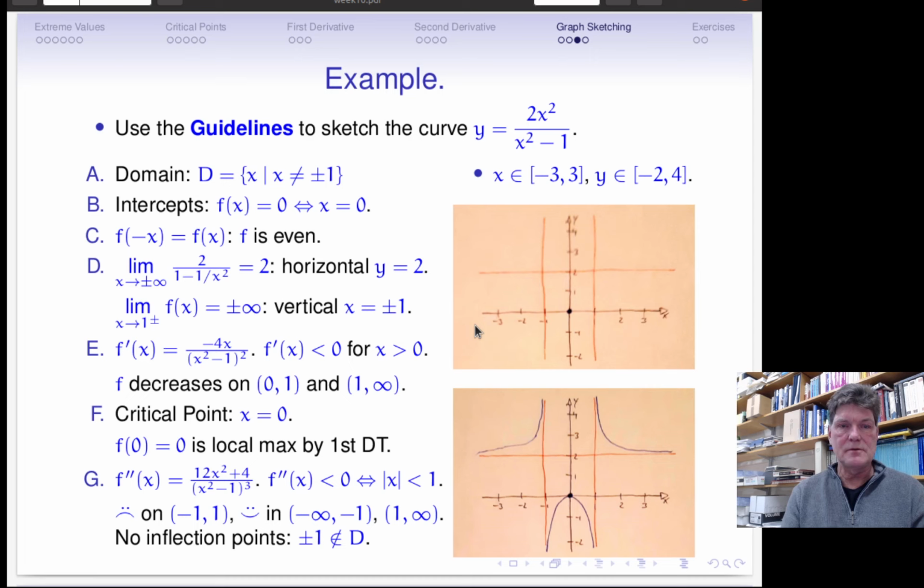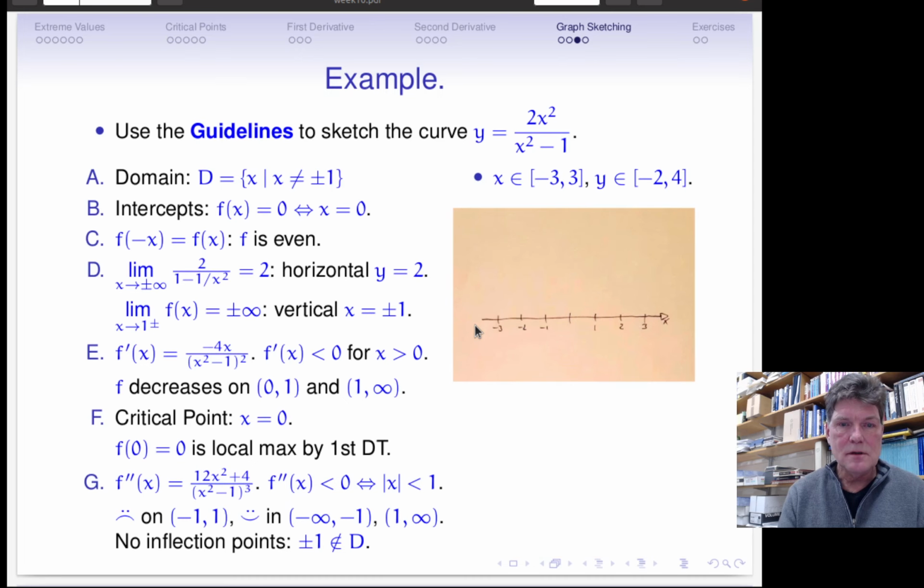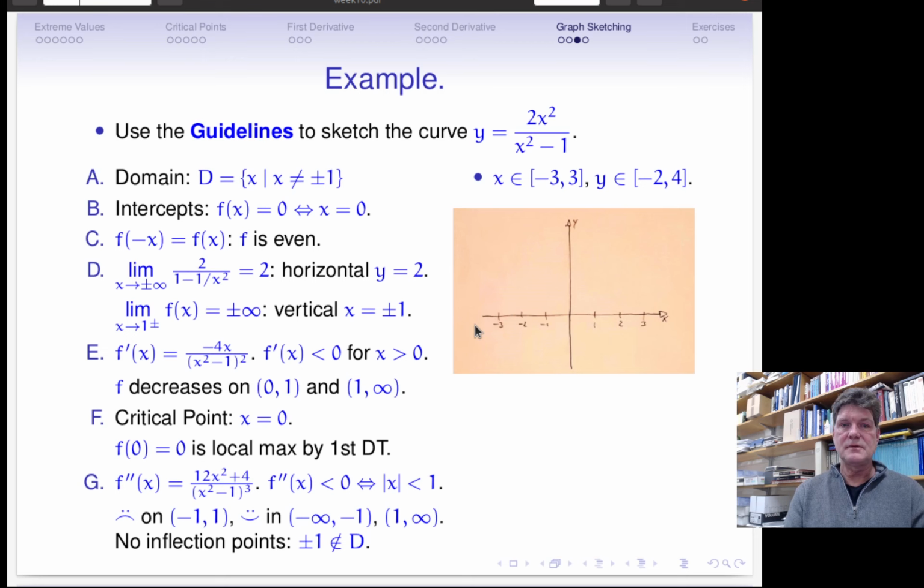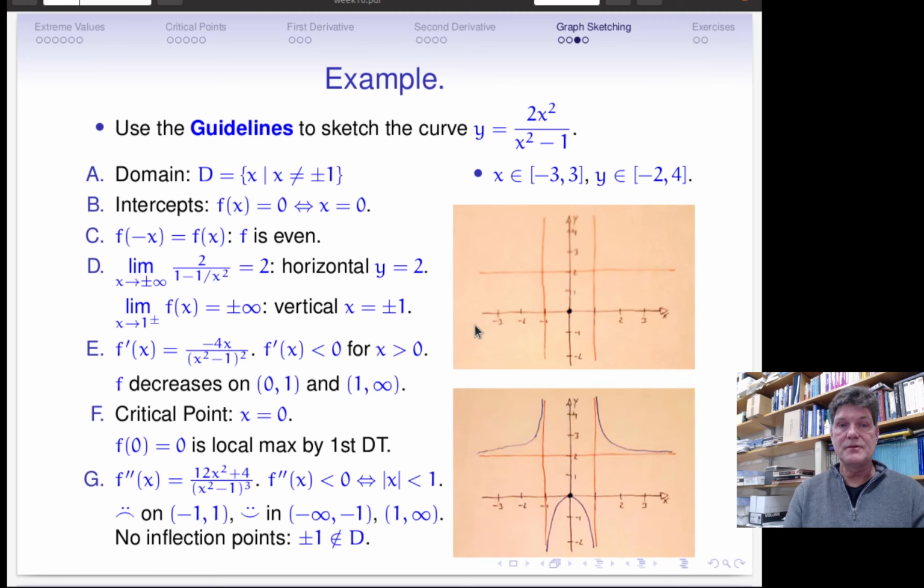And this is fun. I do this again. I'll start with the x-axis, labels, y-axis, labels, asymptotes, horizontal and vertical, throw in the points and complete the graph. That's the program.